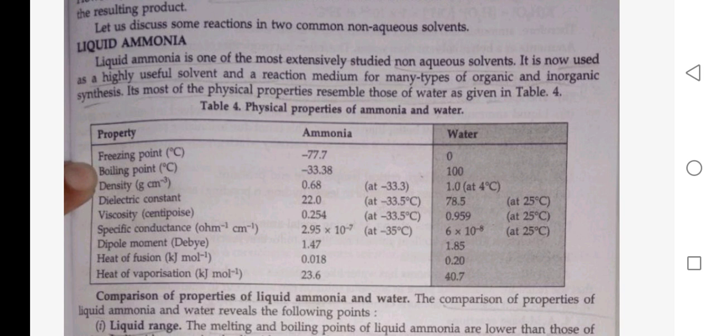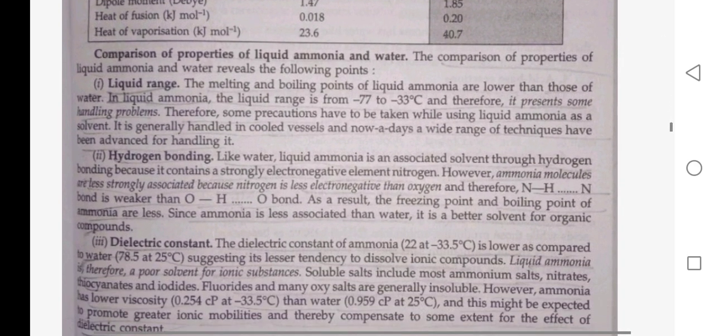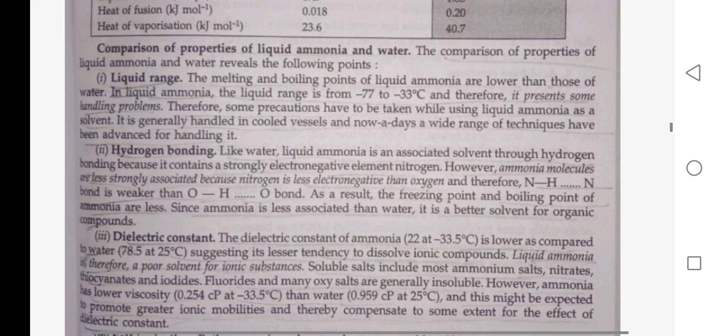Freezing point: ammonia has minus 77.7 and water has 0. Boiling point: ammonia has minus 33.38 and water has 100. Density: ammonia has 0.68 and water has 1.0. Dielectric constant: ammonia has 22.0 and water has 78.5. This is a comparison of the properties of liquid ammonia and water.